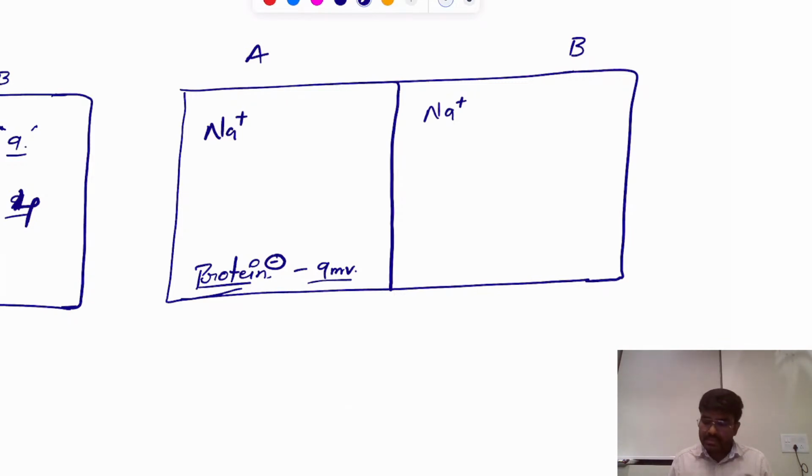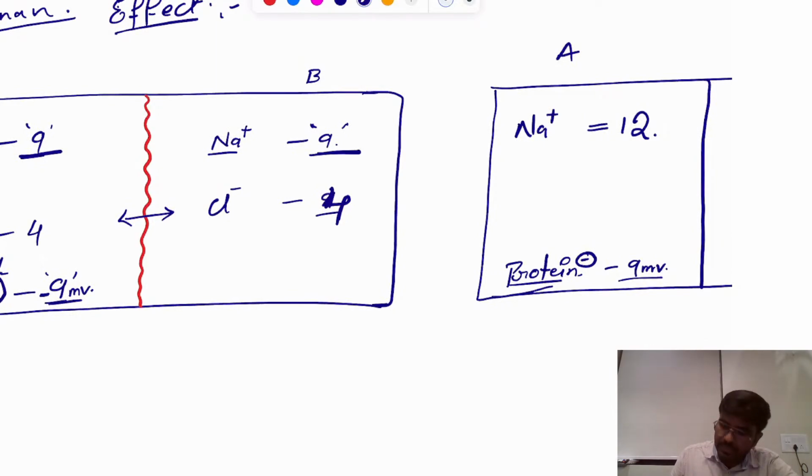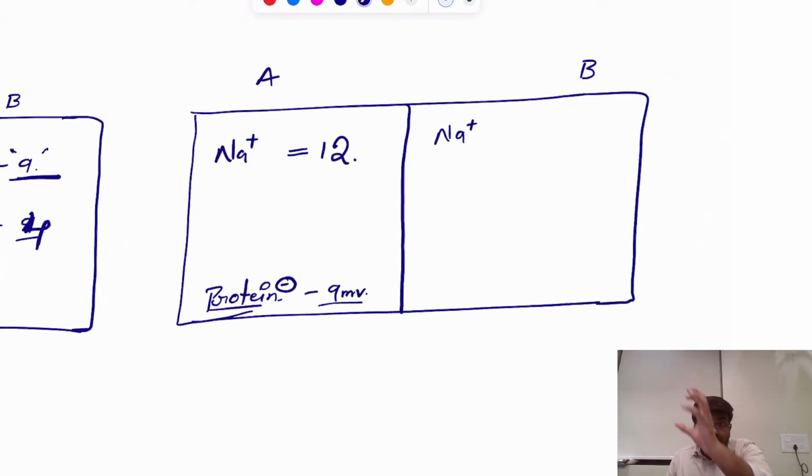So what happens is, sodium on this side now will become 12 instead of 9. Previously it is 9 and 9. Now this protein, which is a negative charge, is attracting more and more positive charges. So here it is 12, and on this side it is becoming 6. Instead of 9 and 9, it becomes 12 and 6.